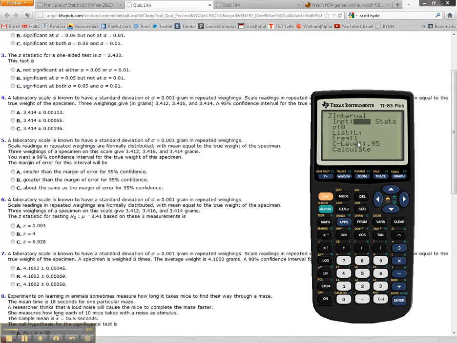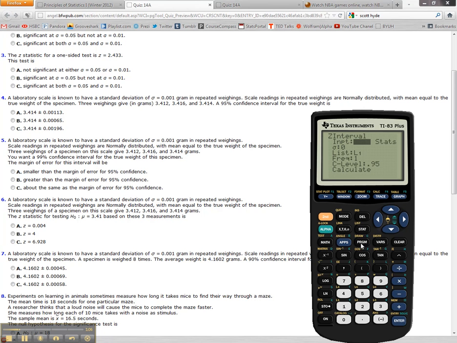Alright, actually we have to input all of the weighings into a list, because they don't give us the average of these 3 weighings. Instead of just calculating the average by adding the 3 weighings and dividing by 3, we'll just put it in our list. So I'm going to go stat again, edit, and I'll put these 3 weighings down. Alright, so all 3 of those are on there.